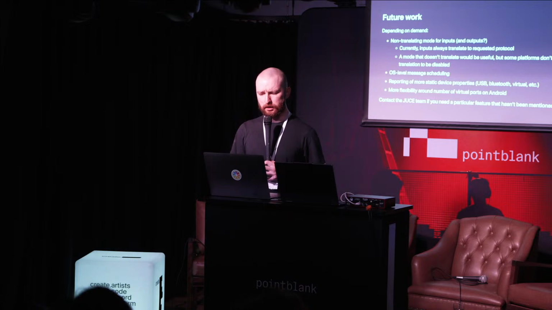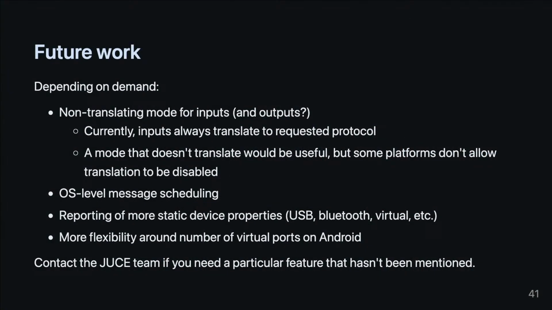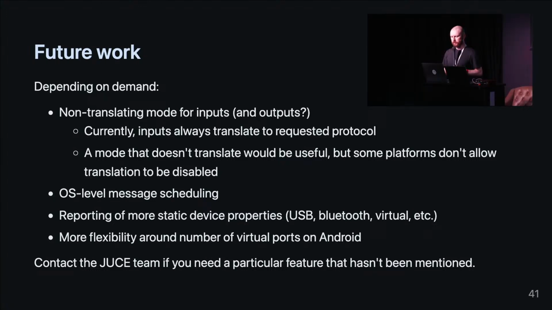OS level messages, like timing information, are something we could look at. Reporting of more static device properties, such as whether the device is connected over USB or Bluetooth or some other transport. And also looking at adding a bit more flexibility around the number of virtual ports on Android, because at the moment, as I mentioned earlier, that has to be built in at build time.